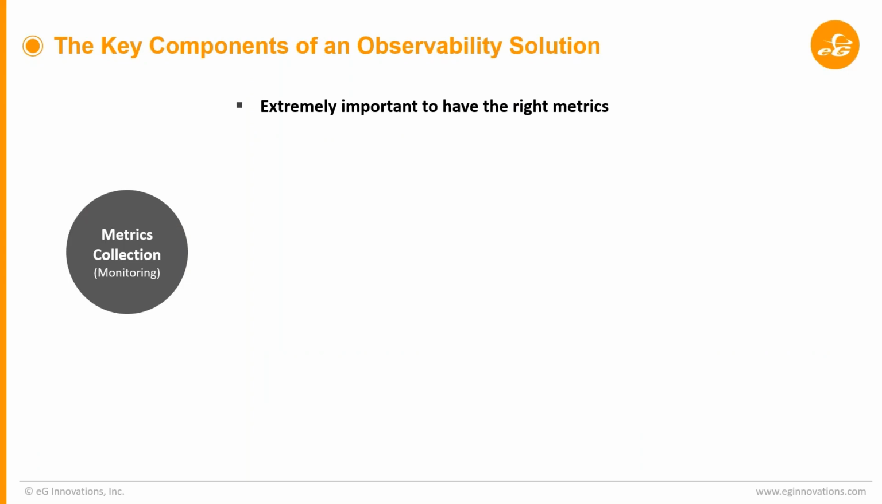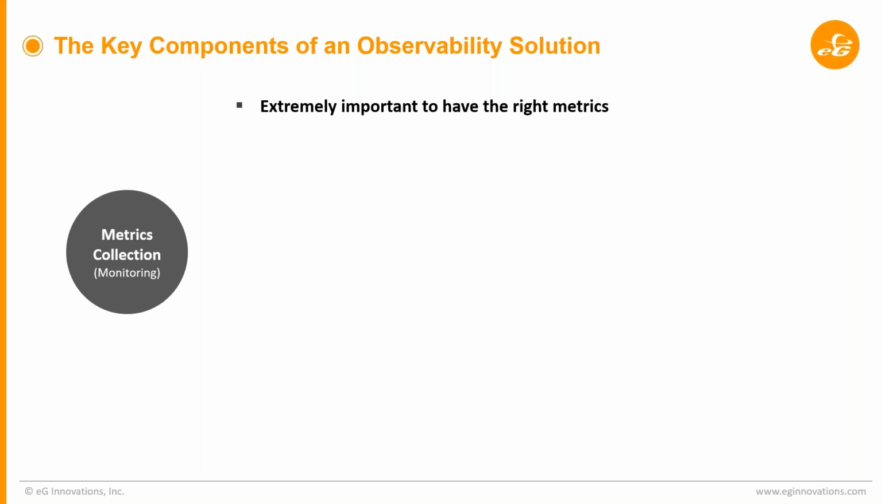So let's start by going into the 9 key components of an observability solution. I'll start with metrics collection, and I'll spend quite a bit of time on this because it is extremely important that you collect the right metrics. Otherwise, it becomes a question of garbage in, garbage out. The metrics that you need to collect need to be domain specific.